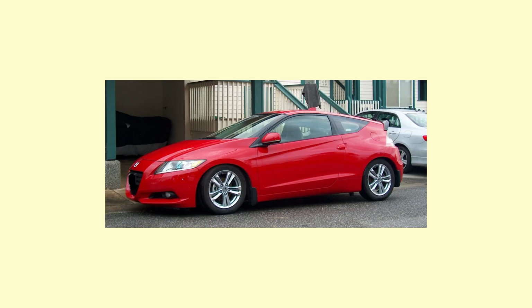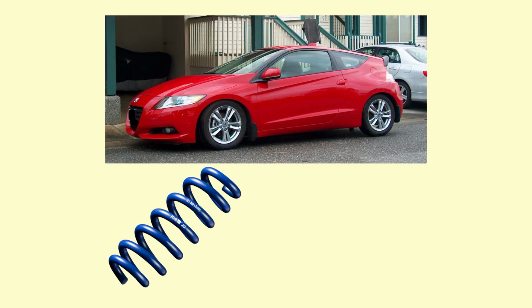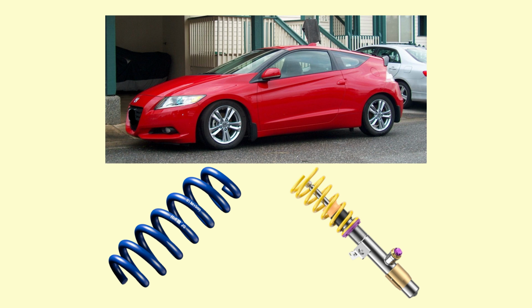Another simple adjustment would be to reduce the front ride height by swapping your front springs with either lowering springs or adjustable coilovers. By lowering the car's center of gravity, there's less weight transfer during cornering, which helps prevent understeer.